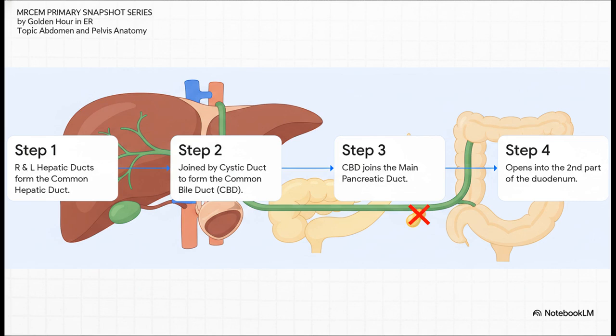But here is the money shot, the fact they love to test. Where does it all end up? It all drains into the second part of the duodenum. You have to know that endpoint. Why? Because a gallstone stuck at that final junction blocks both pathways, giving you biliary and pancreatic symptoms. That's the clinical connection they want you to make.